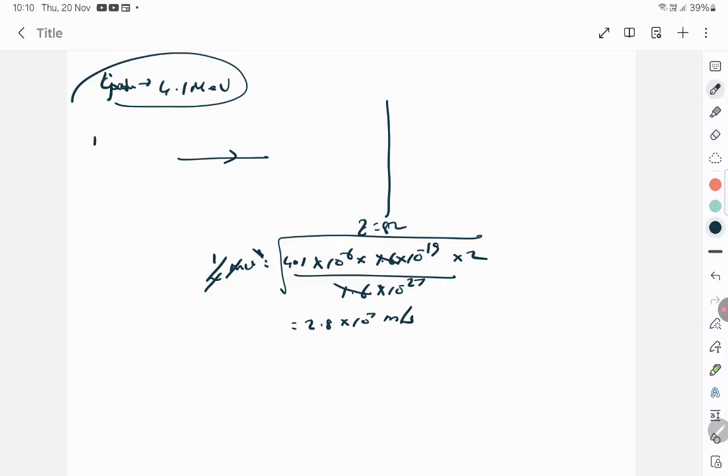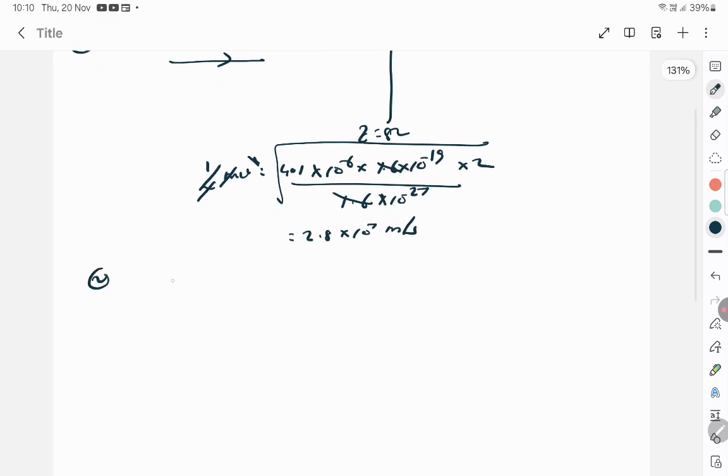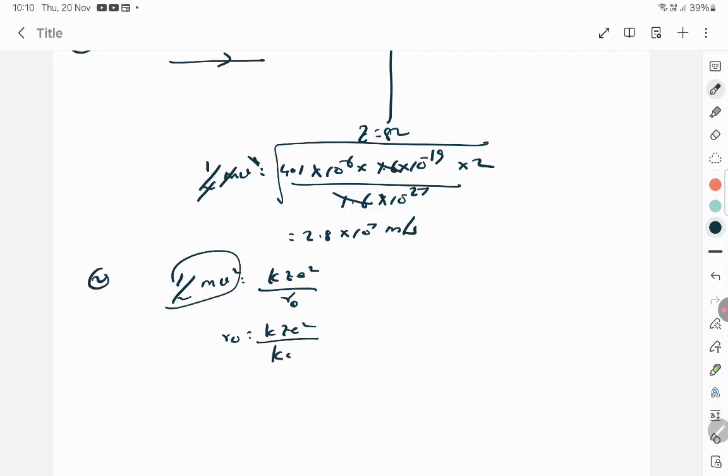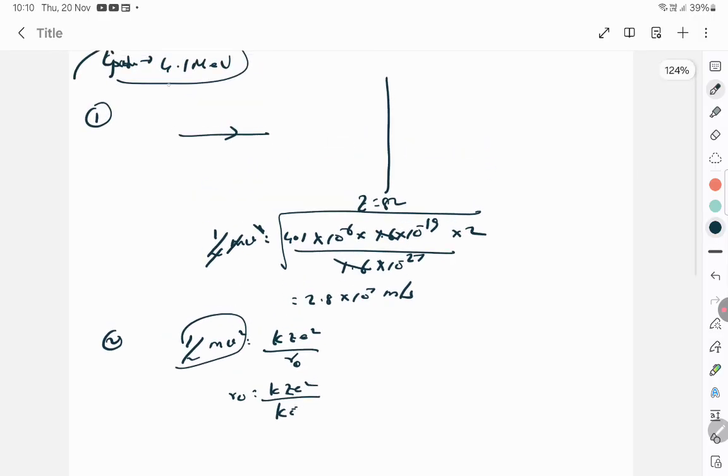The first subdivision has been answered. Second subdivision, distance of closest approach. To find the formula for distance of closest approach, half mv square has to be equated to k e square by r, and this is r naught is equal to k e square by the kinetic energy, which itself has been given in the question. Just plug in this, but make sure it is in joules, because you're finding the distance in meters.